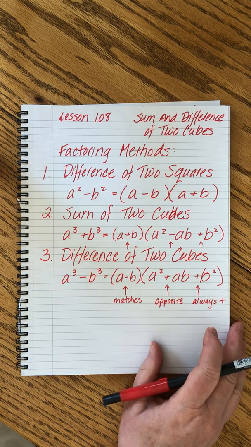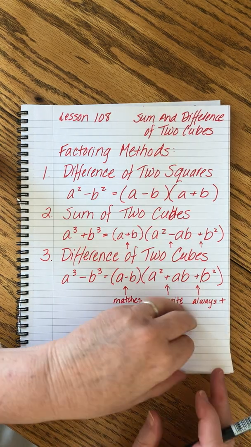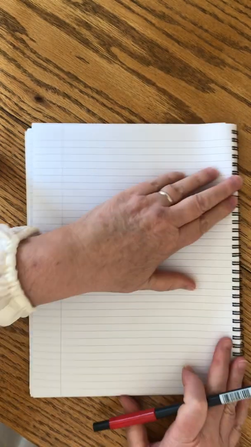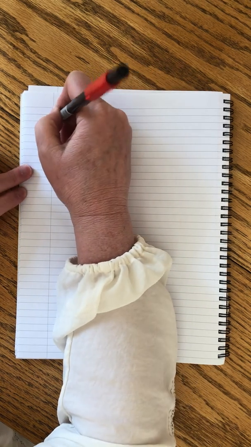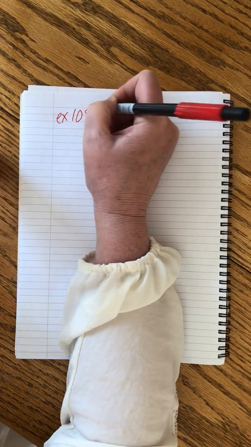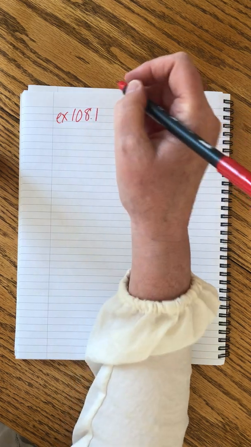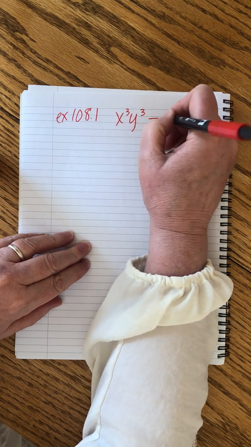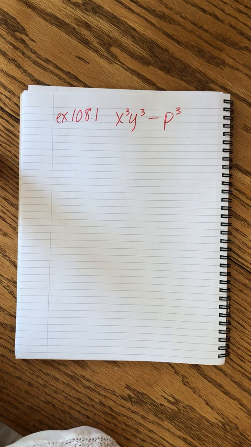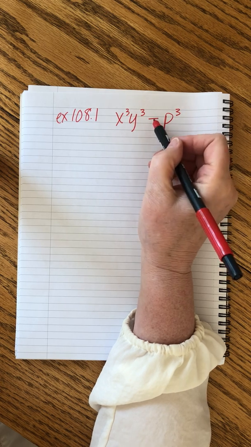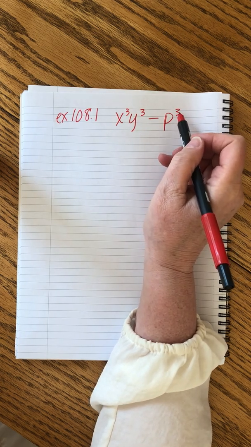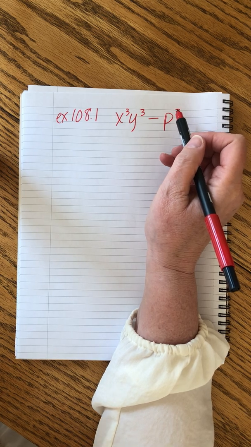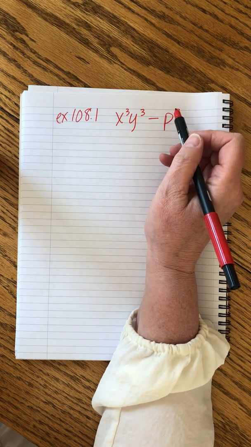Let's go on and look at a mere 3 examples, my favorite number, and look at how we put this into practice. Ready? Example 108.1. John says factor, and then he gives us this expression. Okay, so we look at it and we go, factor? I don't know how to factor that. And then you go, oh, look, this is a cube, this is a cube. That's a subtraction. That tells me we have a difference of 2 cubes.